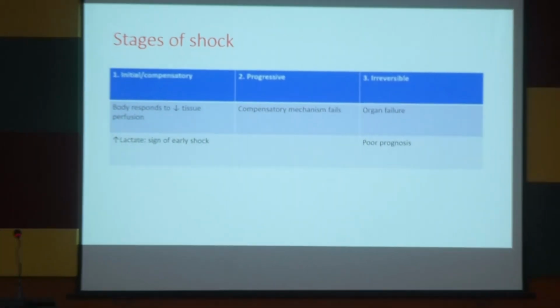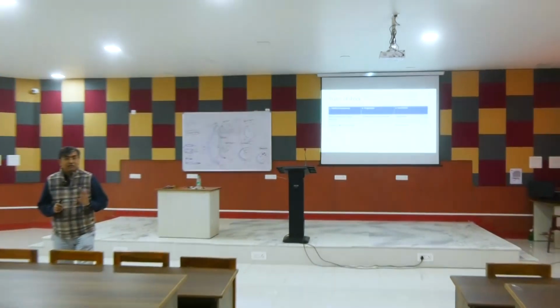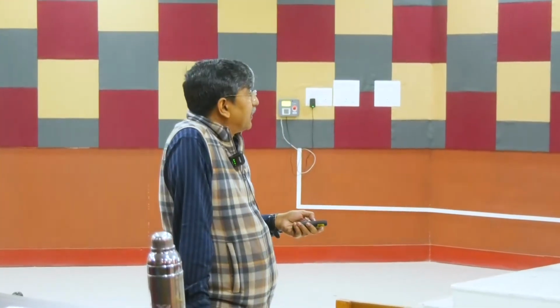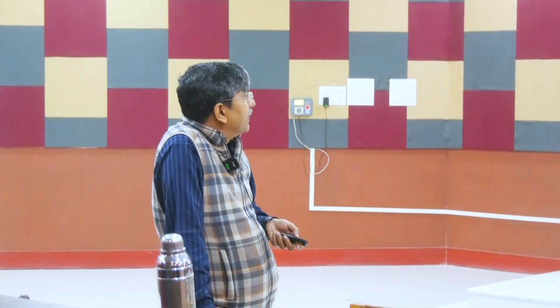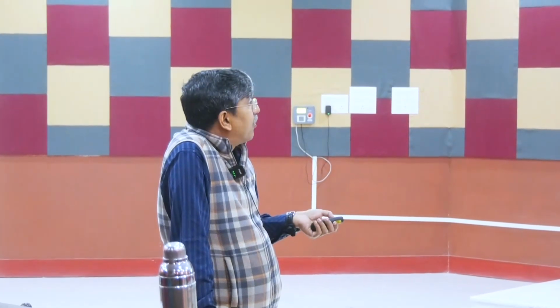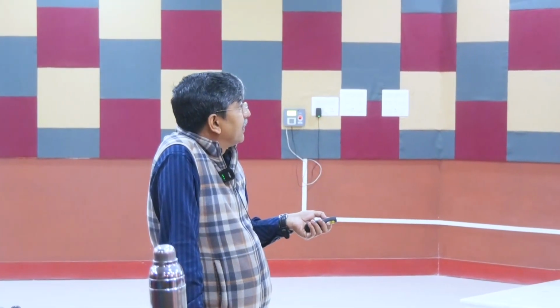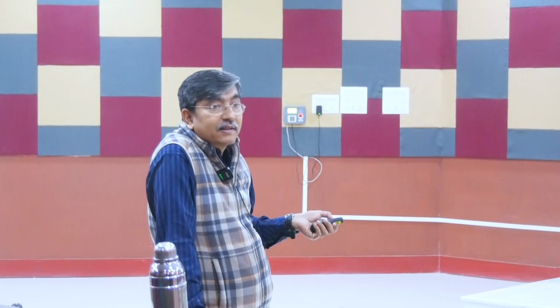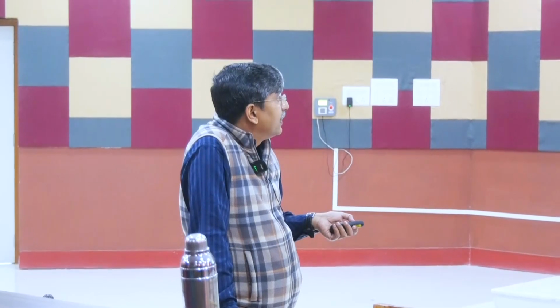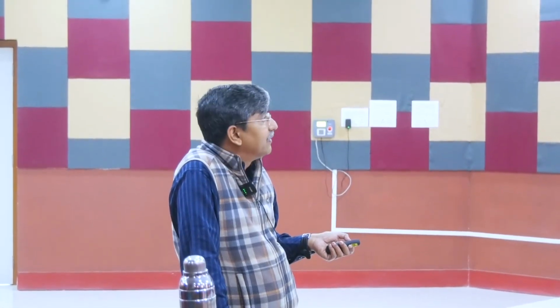Stages and this thing I will take over next class. So read these things, get your concepts very clear. Stages and clinical features are in the next one. But still, I have time, 5 minutes. So, initial compensatory, okay, then progressive, then irreversible. In the compensatory stage, the patient may look normal. That means BP may be normal. When it's progressive, definitely BP will fall. And irreversible means in spite of the support, you cannot jack up the BP.